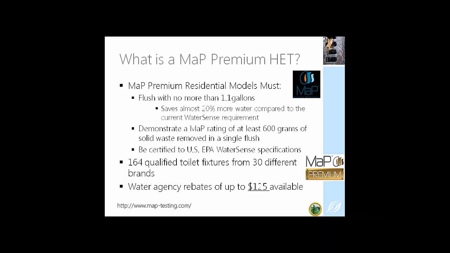A MAP Premium high-efficiency toilet flushes no more than 1.1 gallons per flush, and most are at 1.0. That uses about 20% less than the standard high-efficiency toilet, and it also removes at least 600 grams of solid waste in a single flush. So again, it performs just as well as a normal toilet, but uses much, much less water.